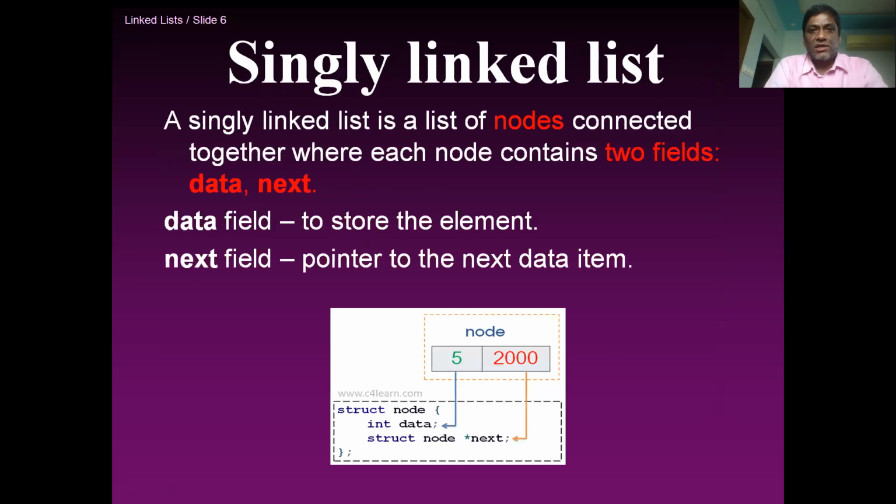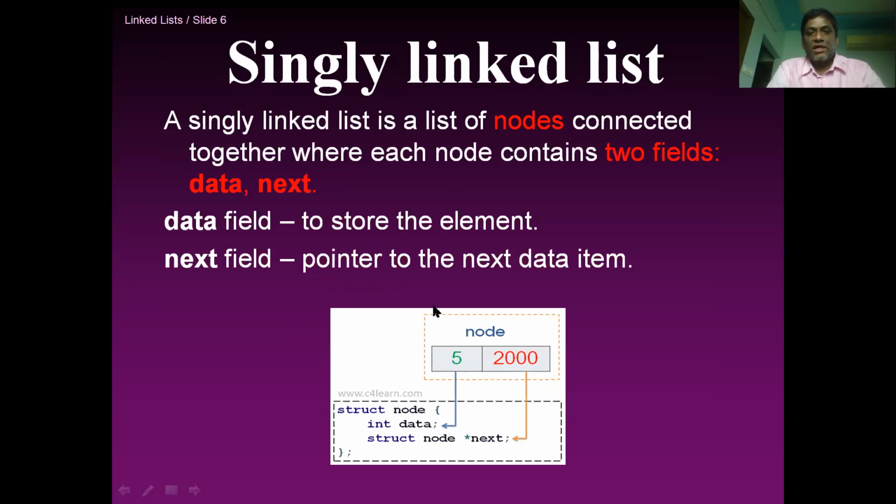Okay, so let us start the first concept, the first way of organizing linked list, which is singly linked list. Singly linked list is a list of nodes connected together where each node contains two fields. So we discussed about this list only till this point. The introduction and the diagrams that you saw are also the singly linked list only. So you already know the structure and how it is organized in memory.